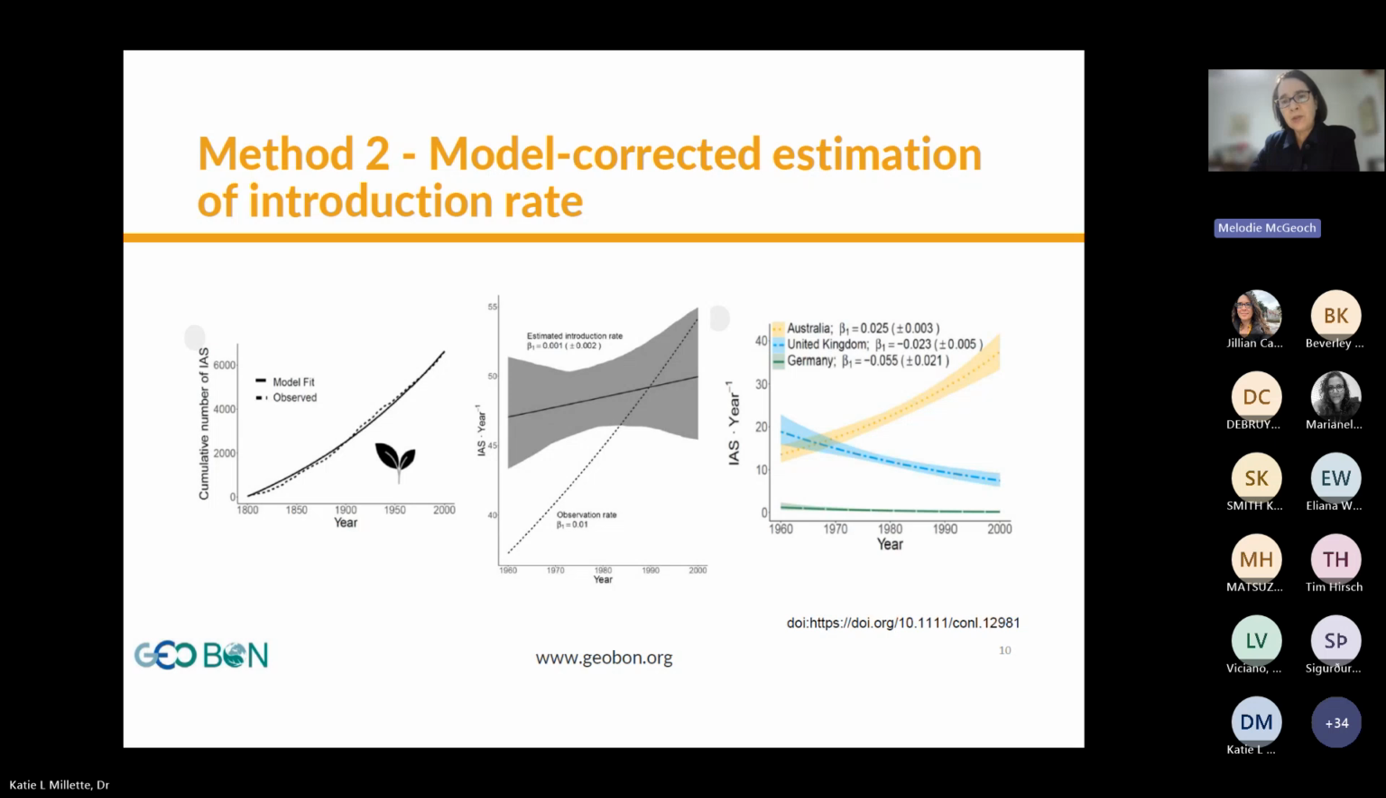The rate is positive for Australia. So this suggests that in Australia, the numbers of invasive alien species are certainly increasing over time. The rate is increasing, it's positive. In the United Kingdom, the rate is negative. In Germany, the rate's also negative, but it's very low and shallow. So that's just some examples of how this particular model could be applied within countries, for example, to plants or to vertebrates, or to all invasive alien species. Next slide.